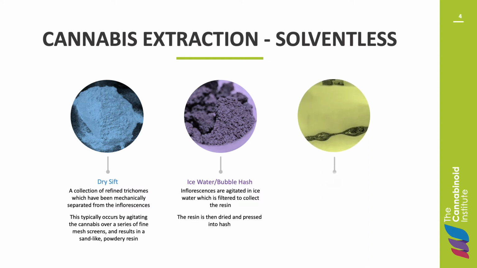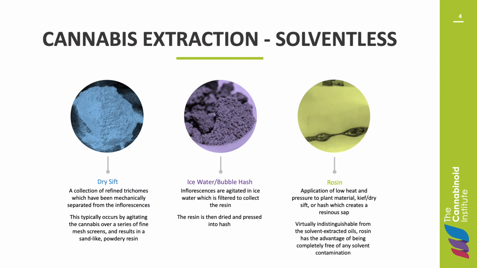The final main product of solventless cannabis extraction is rosin. To make rosin, low heat and pressure are applied to keef, dry sift, or hash, which creates a resinous sap. Rosin is virtually indistinguishable from solvent-extracted oils, but has the advantage of being completely free of any solvent contamination.